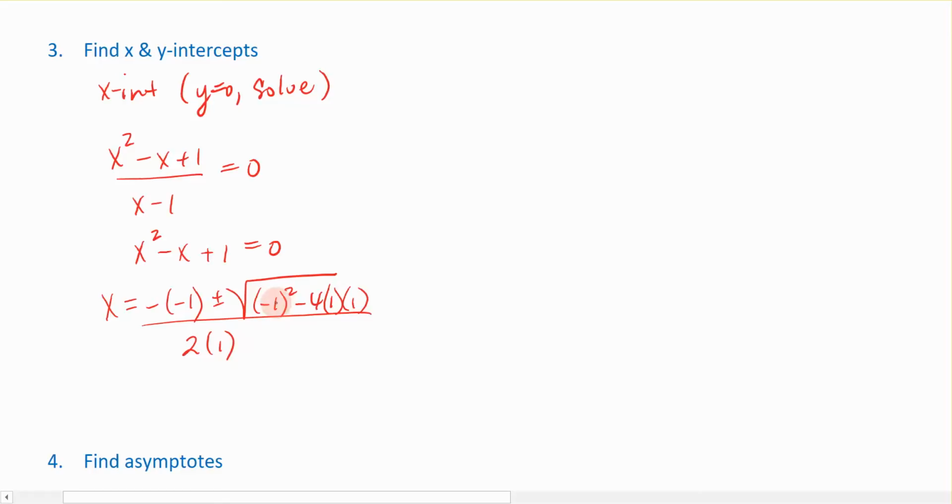Now let's look for just a second at what's underneath the radical here. This says -1 squared, which is just 1, minus 4. So 1 minus 4 is -3, meaning that I can't take the square root of a negative number, so I'm not going to have an x-intercept here. No x-intercept, because I can't solve that and get real numbers. Okay, so that's one thing we know. What else do we know?